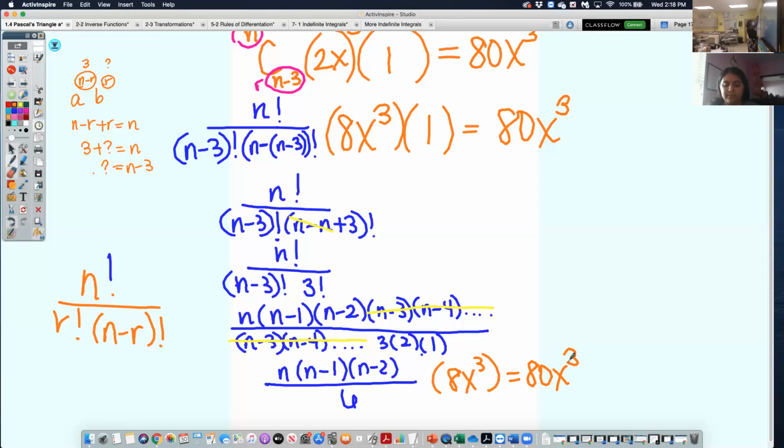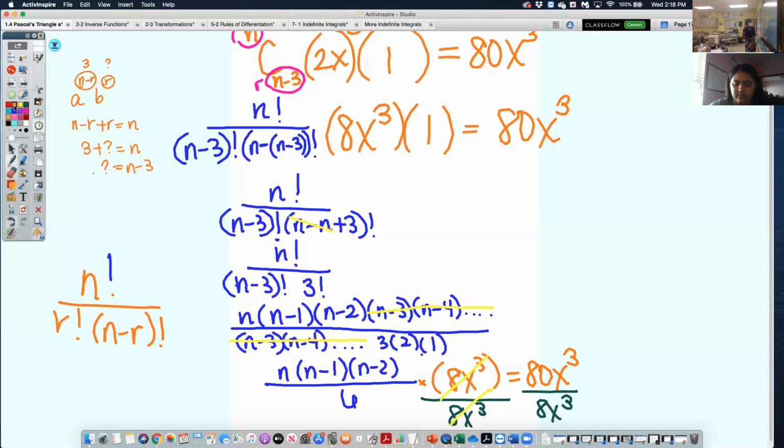Okay? Now, since this blue part is being multiplied to that 8x to the third, I can actually divide both sides by 8x to the third to make this just a little bit easier. That's going to cause the 8x to the thirds to cancel out. And then over here, it was 80x to the third divided by 8x to the third. 10.